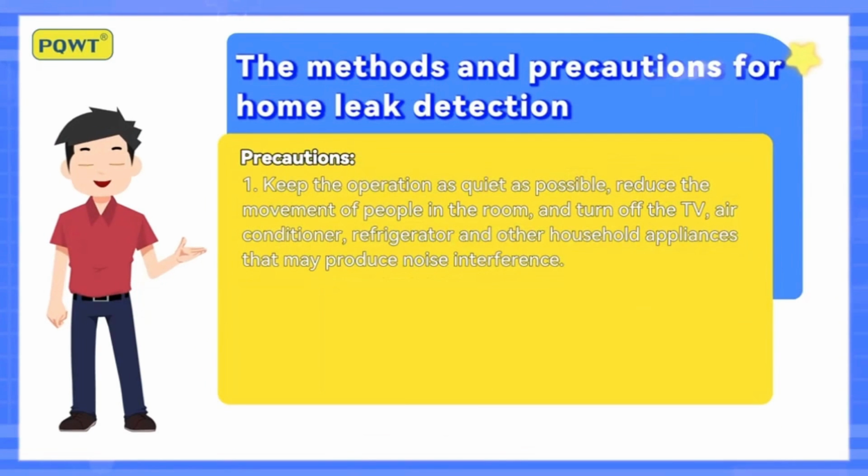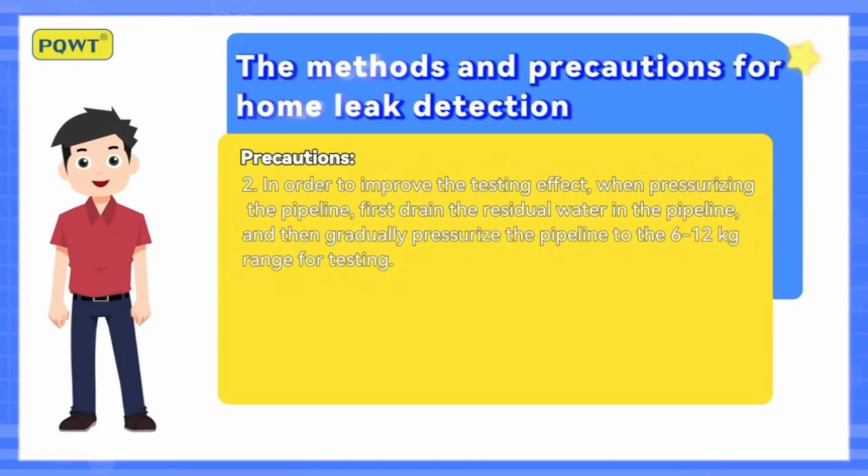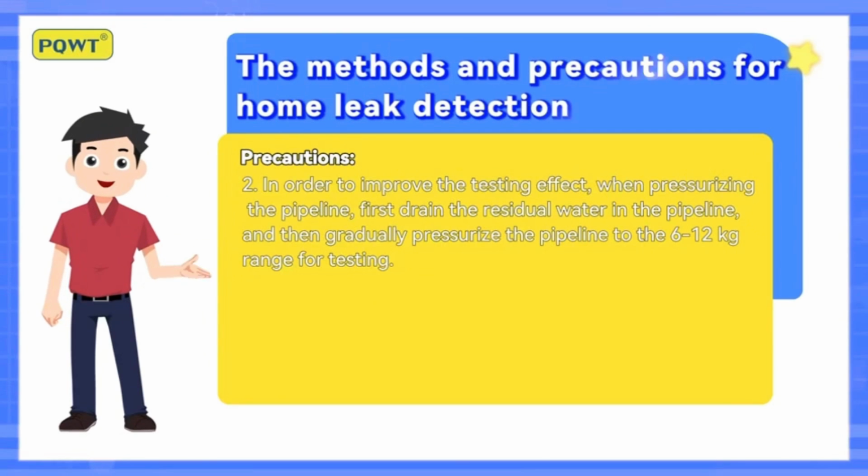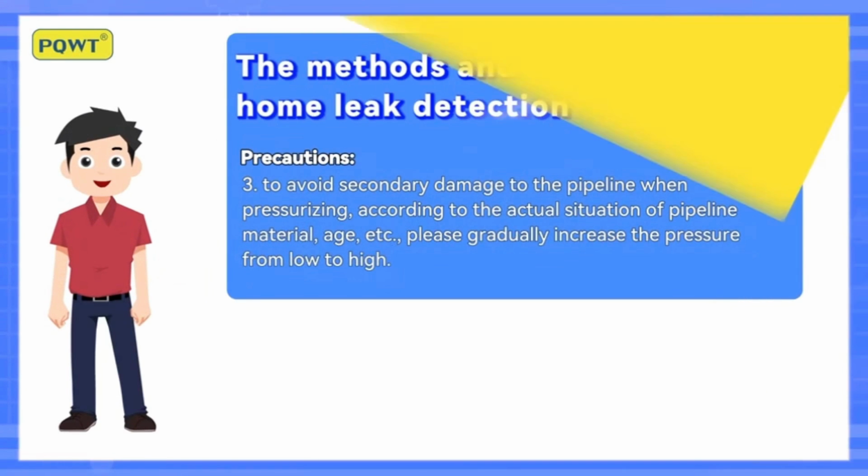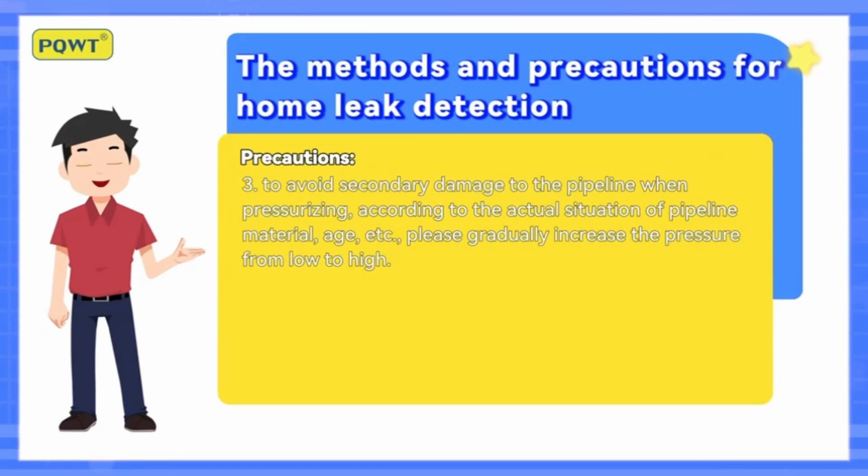1. Keep the operation as quiet as possible. Reduce the movement of people in the room, and turn off the TV, air conditioner, refrigerator, and other household appliances that may produce noise interference. 2. To improve the testing effect, when pressurizing the pipeline, first drain the residual water in the pipeline, and then gradually pressurize the pipeline to the 6 to 12 kilograms range for testing. 3. To avoid secondary damage to the pipeline when pressurizing, according to the actual situation of pipeline material, age, etc., gradually increase the pressure from low to high.